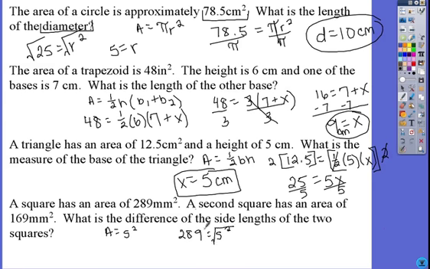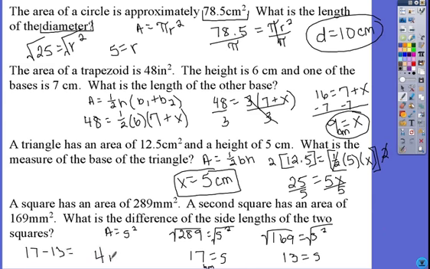I can do the square root of both sides, and I end up with 17 is one of the side lengths, 17 millimeters. Then I would do the exact same thing on the second square. 169 is side squared, square root both sides, and 13 is the side. So what is the difference between these two? 17 minus 13, 4 millimeters is the difference in side length. So it just wanted a couple of extra steps. It added a second square, and it wanted you to find the difference of the side lengths.